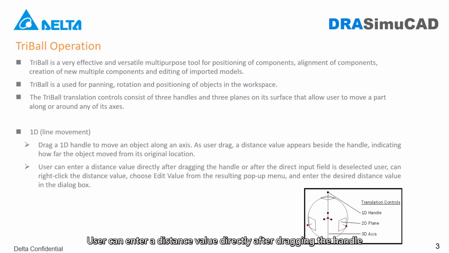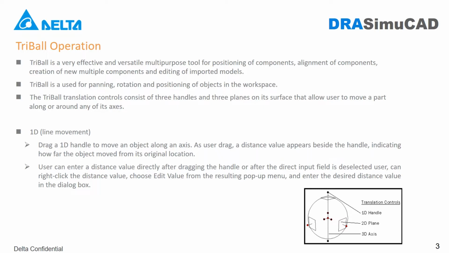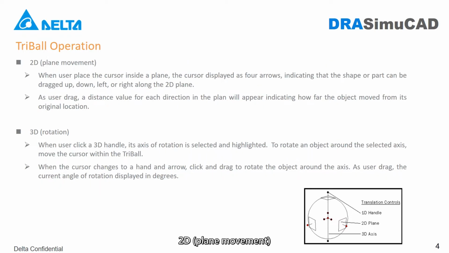The user can enter a distance value directly after dragging the handle or after the direct input field is deselected. The user can right-click the distance value, choose Edit Value from the resulting pop-up menu and enter the desired distance value in the dialog box. 2D plane movement.